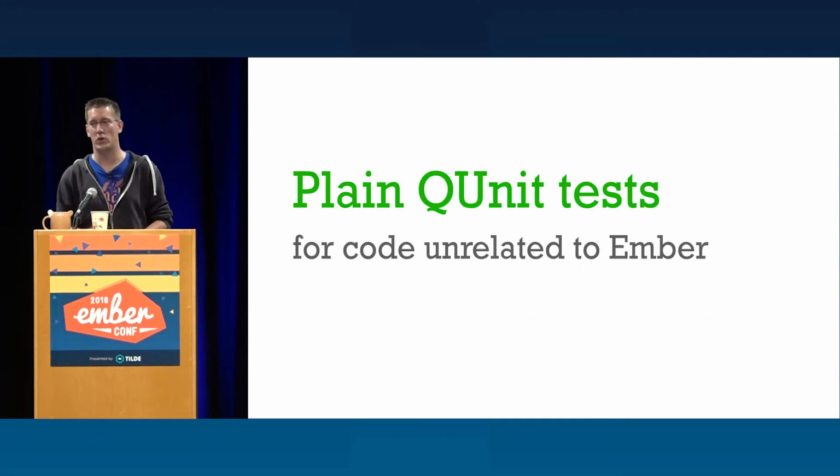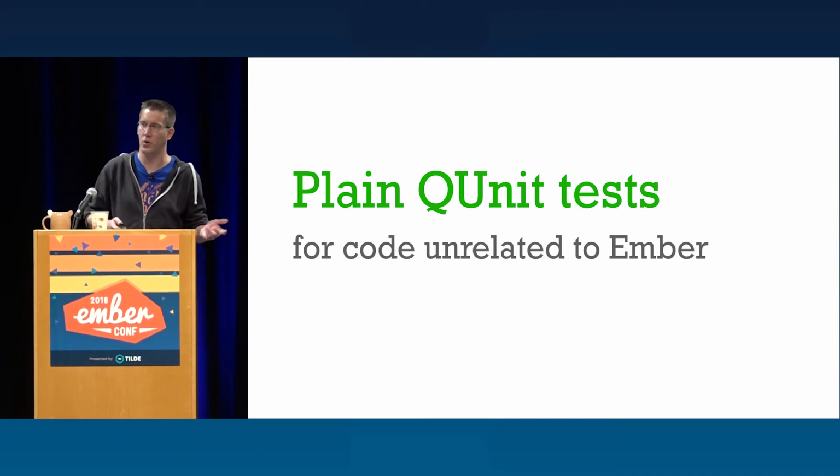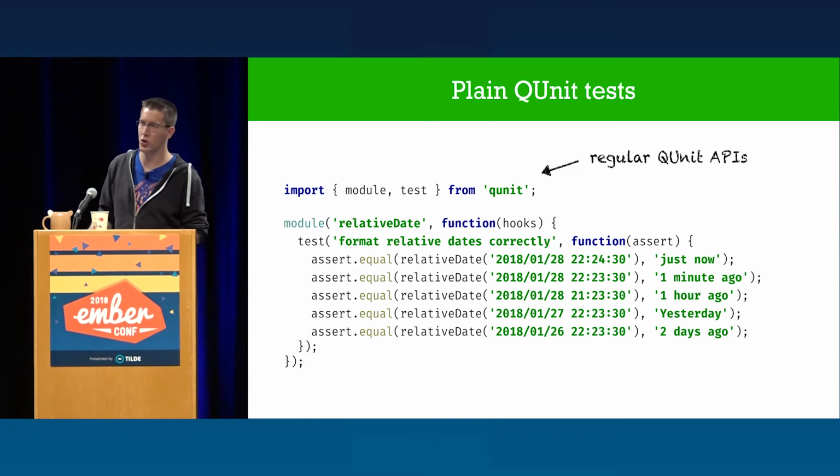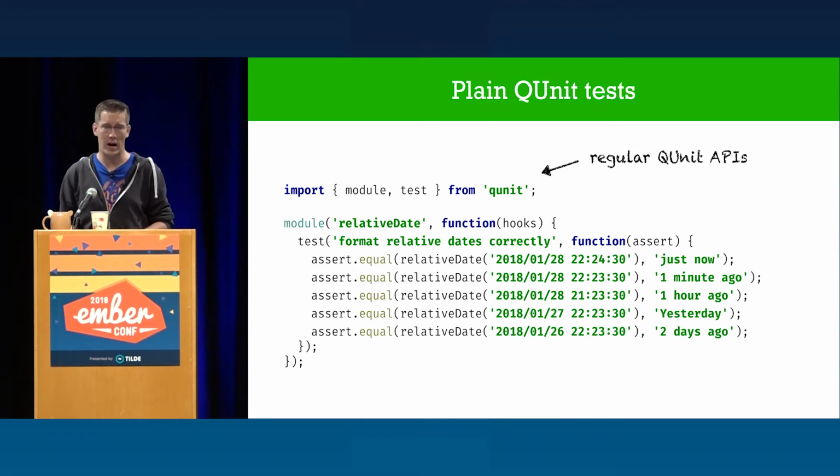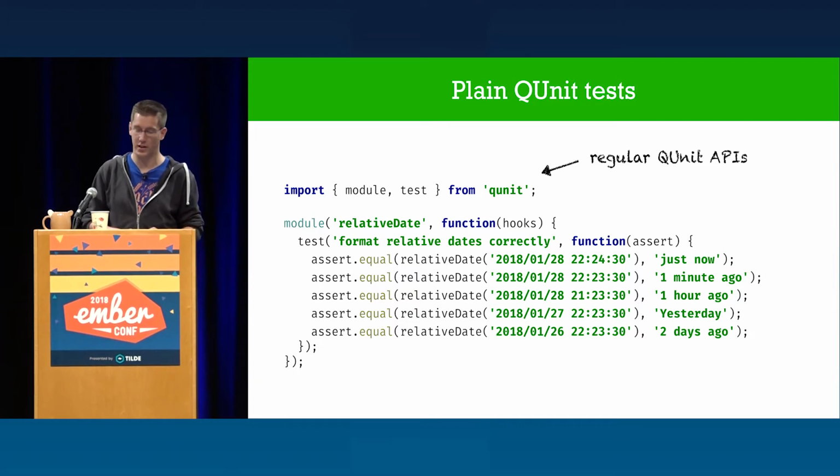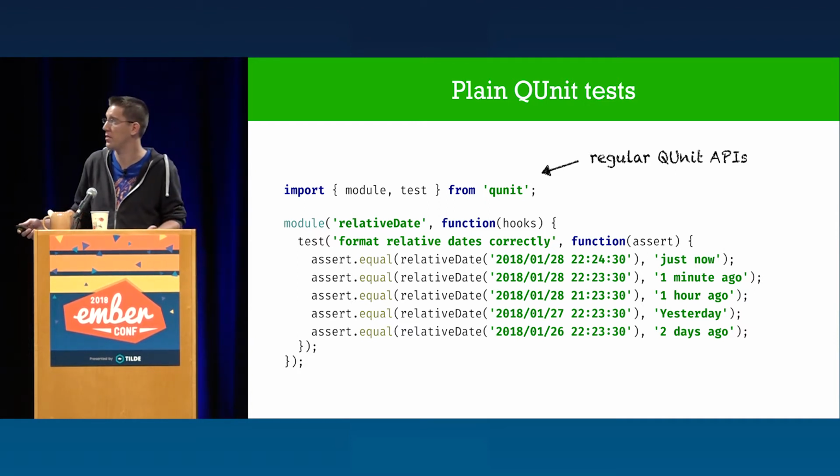So the first kind of test you can write is a plain QUnit test. That's basically for code that is entirely unrelated to Ember, so say a utility function that doesn't actually know about services, routes, components, whatever. Example code is like this. You have a module and a test function that you import from QUnit. Notice there's no Ember at all on this slide. It's just a regular plain QUnit test. In this case, we're testing the relative date function. We're passing something in, asserting on the output, and you could basically find this example on the QUnit homepage because it's nothing special. There's no Ember-specific stuff in it.